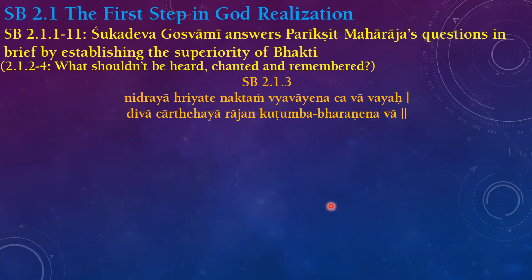The next verse. The first verse: those who are not interested in Atma Tattva are called Gruheshu, and they by default perform sinful activities. And they have thousands of topics to hear. So why is he talking about all these things? Those topics should not be heard or discussed. They are hearing and discussing them, but those who want to attain the highest perfection should not hear or discuss them. So next: Nidraya hriyate naktam vyavayena cha vavayam divascharte hayarajan kutumba baranena va.